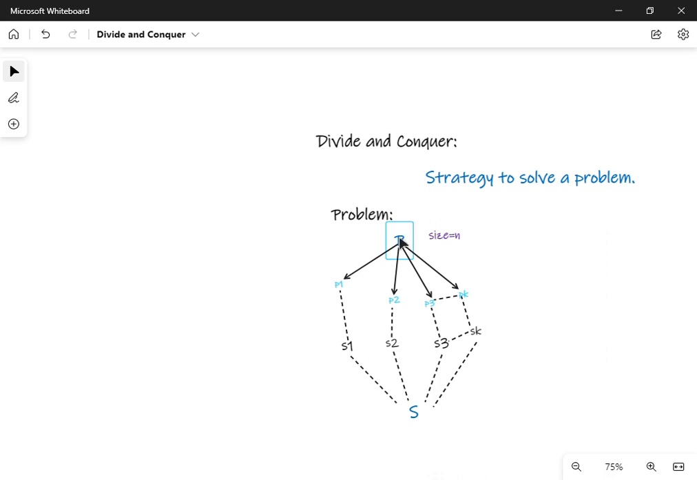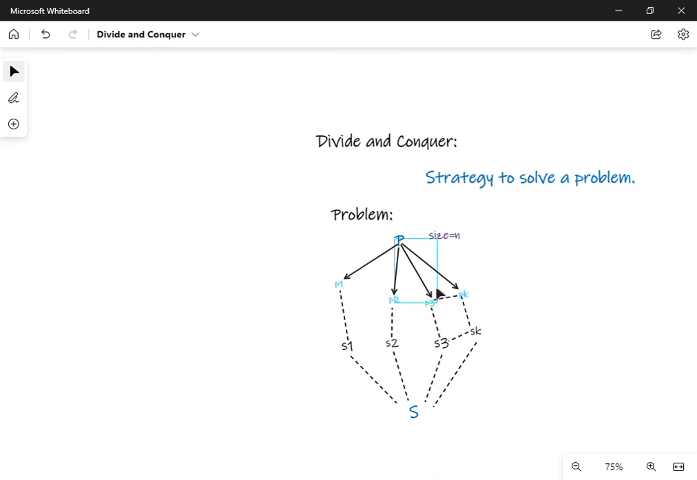Let me tell you one important thing about divide and conquer. Whatever the problem is, the subproblems must be of the same kind. For example, if the problem is short, the subproblems must be short. There is no other method.